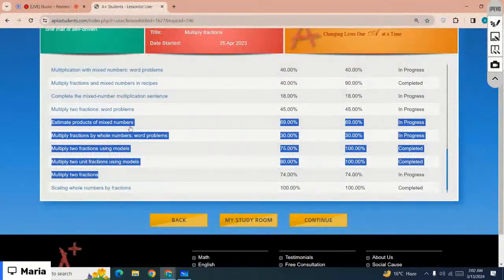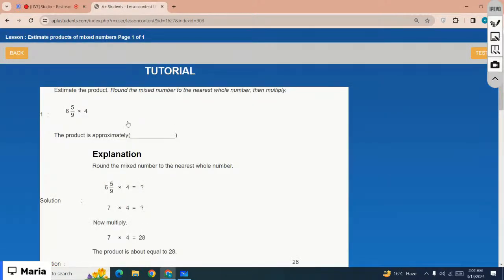Here I am on grade 5 math. We are already working on the chapter multiply fractions. We're going to start with the lesson estimate products of mixed numbers. Let's start with the lesson. Estimate the product: round the mixed number to the nearest whole number and then multiply. So basically you have to estimate the product, right?